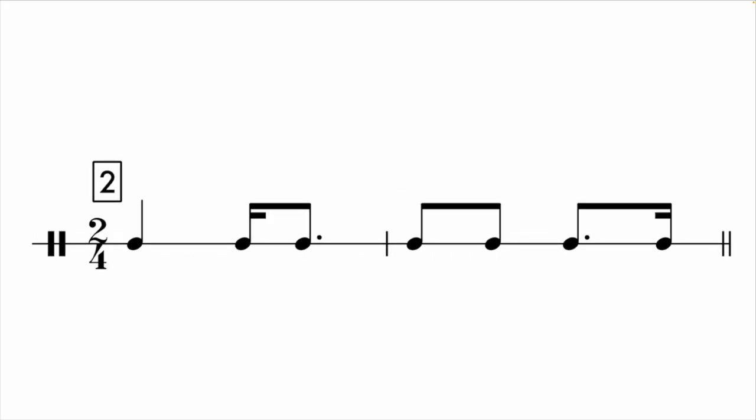Audiate number 2. Ready and read. Do-da, do-day, do-ta. And keep going like that.